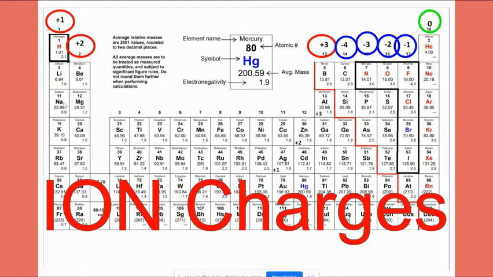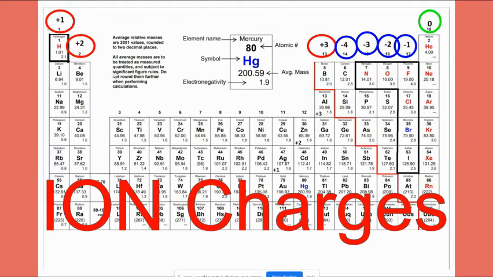So let's take a look at our individual ion charges. You'll notice in red we have all of our positive or cation charges. In blue we have our negative or anion, or negative ion, charges. And then in green we have our noble gases, which have a charge of 0. Our goal, of course, is to achieve a full octet, or 8 valence electrons, in the outermost energy level.